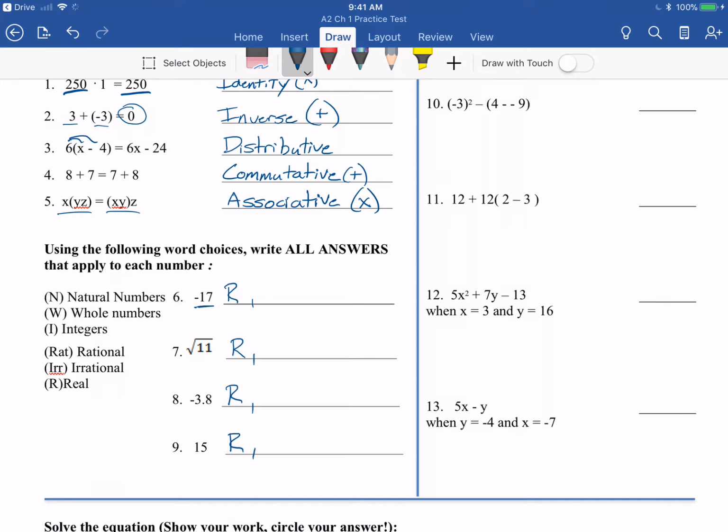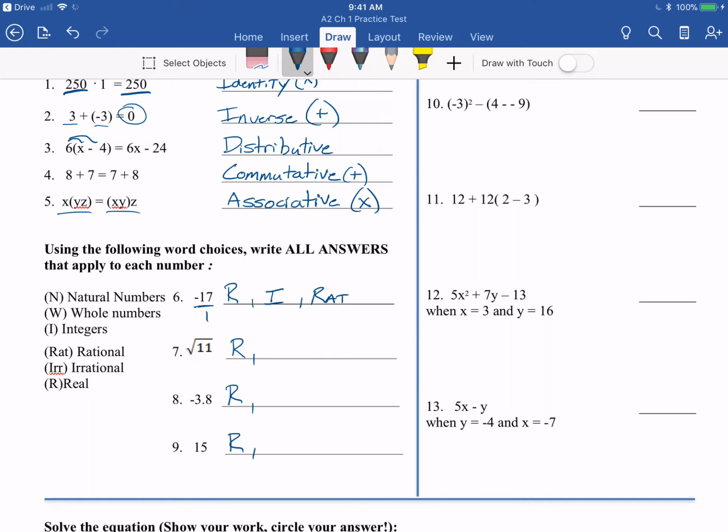Okay, so now I'm just going to go down the line for number 6. Is -17, is that a natural number? So remember, natural numbers are my counting numbers, 1, 2, 3, 4, 5. That does not include negatives, so no, it is not a natural. Is it a whole number? Whole numbers are the counting numbers plus 0, so it's not that either. Is it an integer? Yes, it is an integer. -17 is a negative or positive whole number. Is it a rational number? Yes, it can be written as a fraction. Okay, -17 over 1 is a fraction, so it is a rational number.